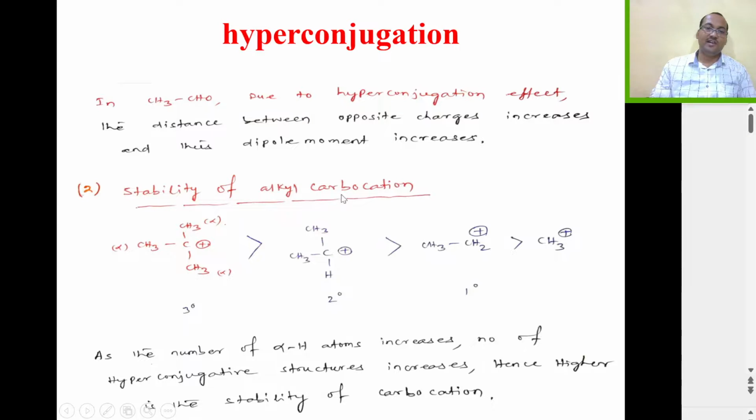Then next is the stability of alkyl carbocations. Here this is a tertiary carbocation, this is secondary, and this is a primary carbocation. As the number of alpha hydrogen atoms increases, the number of hyperconjugative structures increases. Hence the stability of the carbocation increases.